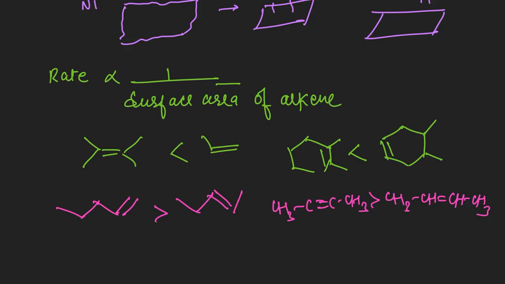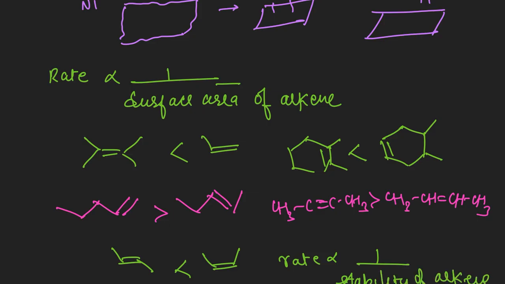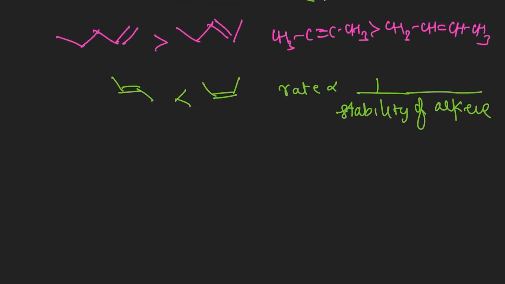One we have a trans alkene and one we have a cis alkene. So cis alkene has more rate because here the rate is also inversely proportional to the stability of the alkene, because the surface area is the same. When the surface area is the same, then we decide according to the stability of the alkene. Where the alkene is less stable, the rate will be more, because when the alkene is less stable, it will be more reactive.